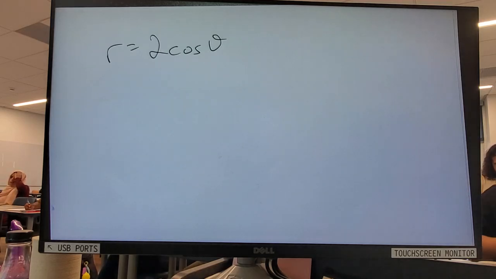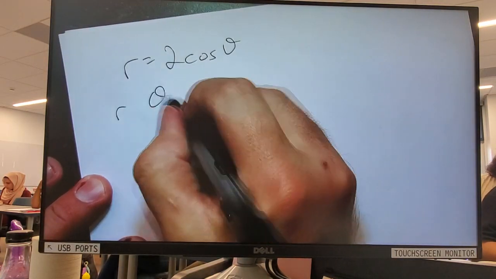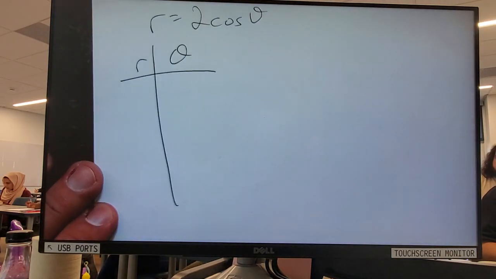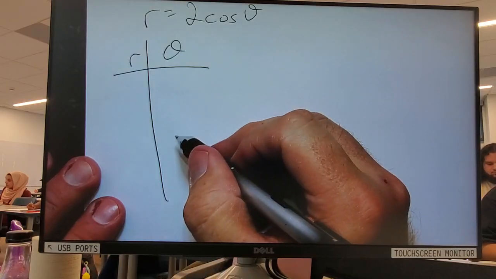So, how would you start doing that? I want the graph of that, and I want you to do it by hand. You might remember what it looks like, but let's pretend like we don't. When you first learned how to graph y equals x squared plus 7, what did you create? A table, yes. So I'm going to create an r theta table, which is still backwards, but too bad for me.